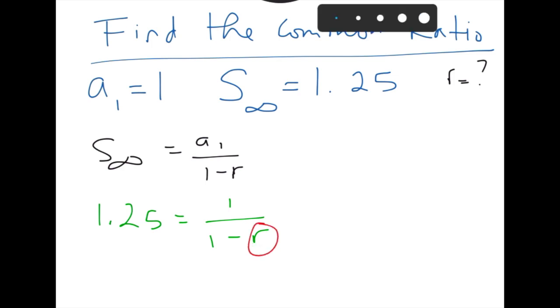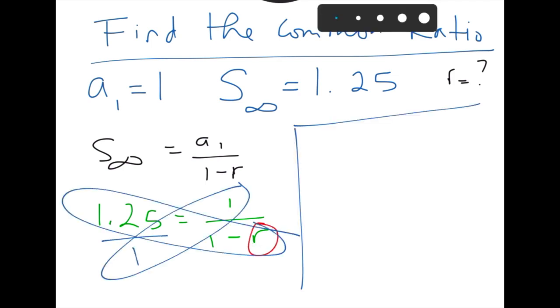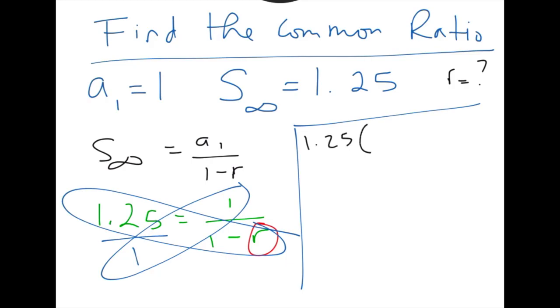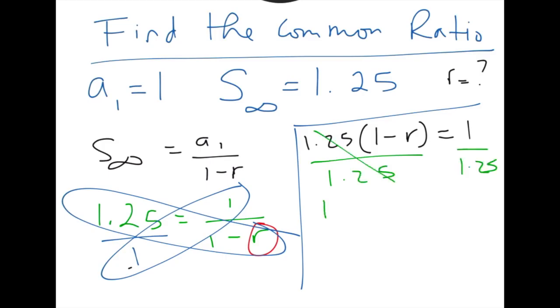We can use cross multiplication, and then we get 1.25 times 1 minus r is equal to 1 times 1, which is 1. Then instead of doing the distribution, I will simply divide by 1.25 on both sides. This will cancel. I will have 1 minus r is equal to 1 over 1.25. And then once I rearrange everything, I will get r equal to 1 minus 1 over 1.25, and that will be equal to 0.2. So r is equal to 0.2.